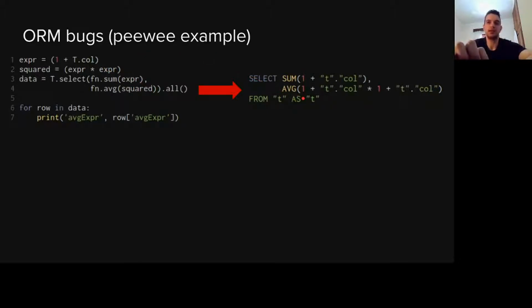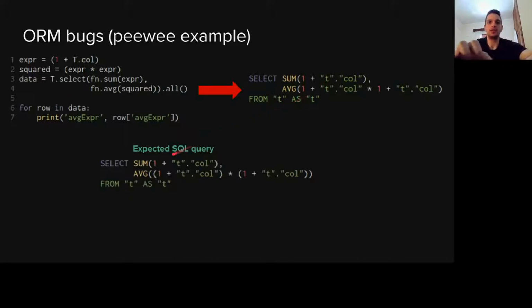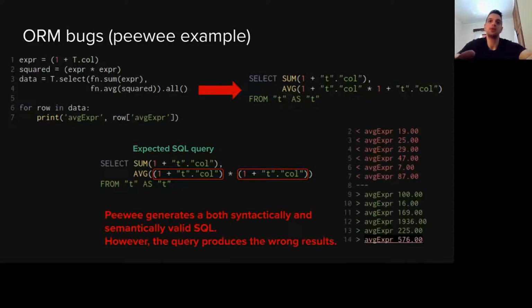Unfortunately, this query is not the expected one because the expression passed as an argument to the function avg is not right because sub-expressions are not evaluated in the correct order. Specifically, that's the expected SQL query, and notice here that the sub-expressions are wrapped by parentheses. Unlike the previous Django bug, this Peewee bug is more subtle because Peewee generates a both syntactically and semantically invalid SQL query. That means that Peewee runs the SQL query without raising any errors, but this query does not produce the expected results. So the question here is, how can we identify such errors?